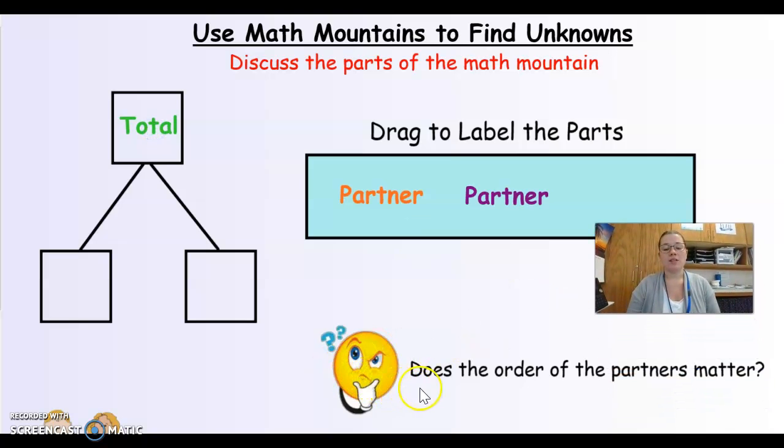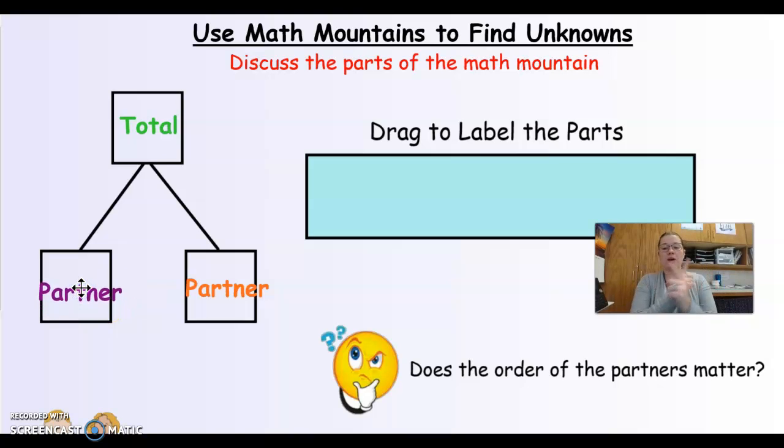Now, we have to ask ourselves, does the order of the partners matter? Does it matter if this partner goes here or here? What do you think? Nope, it doesn't matter where the partners go. These ones on the bottom you can change. Remember, we worked on that before, switch partners. So, doesn't matter where those go.